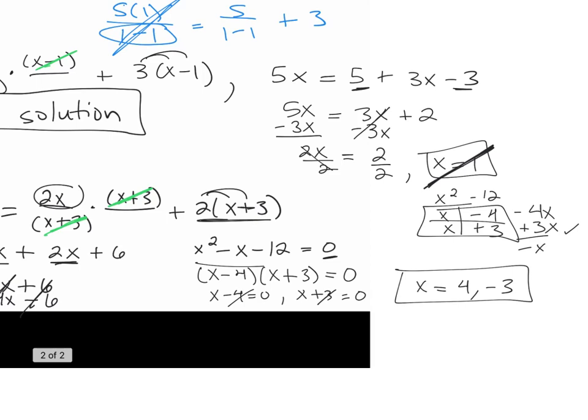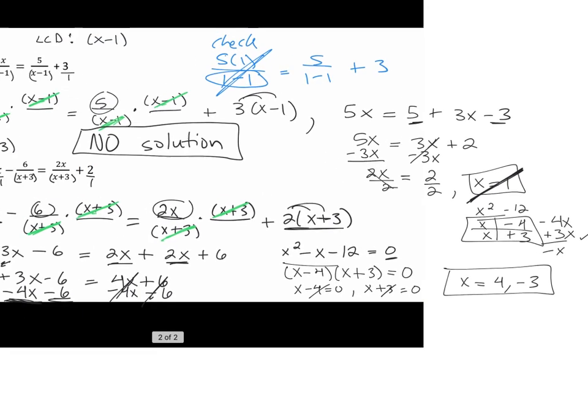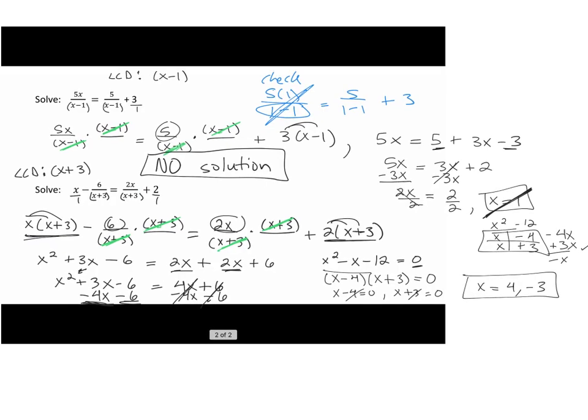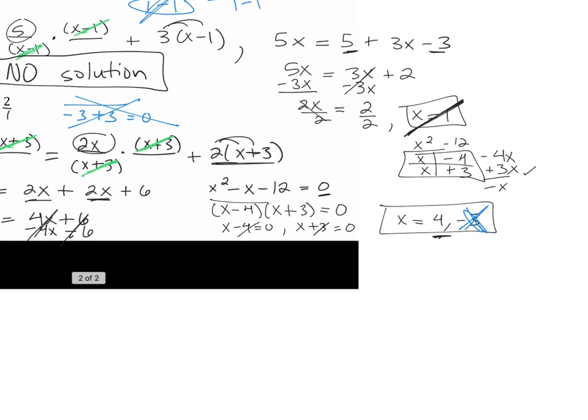So we think those are our solutions, right? But we've got to check them. Mainly what I'm looking for is if either of these causes the denominator to be 0. If I check 4, that's going to be fine. 4 plus 3 is 7, so the denominators are not going to be 0. But if I choose the negative 3, then my denominators here are going to be 0, which is undefined. So that's no good. What that tells me is negative 3 is not a solution, but 4 is fine. So there's only one solution here, and that is that x equals 4.